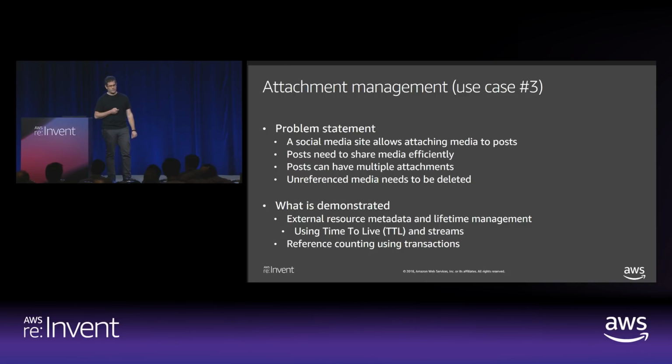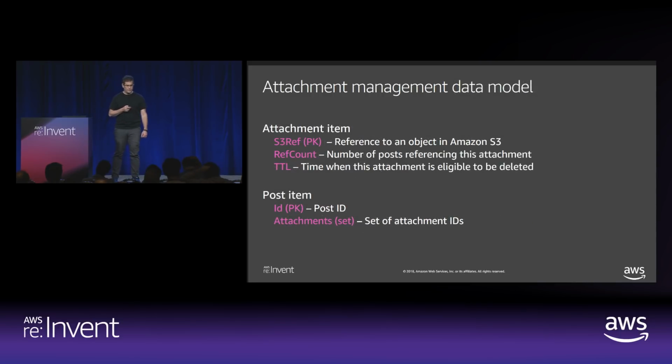So we have a many-to-one relationship between posts and attachments, and also many-to-many because the same post could contain many attachments. I'm going to show you how we can use this scenario to weave together these two services, Dynamo and S3, using streams and a feature that we have called time to live that allows you to do automatic expiry of items in DynamoDB. We're also going to do reference counting in order to implement that, because that's how we're going to know when an attachment is no longer in use.